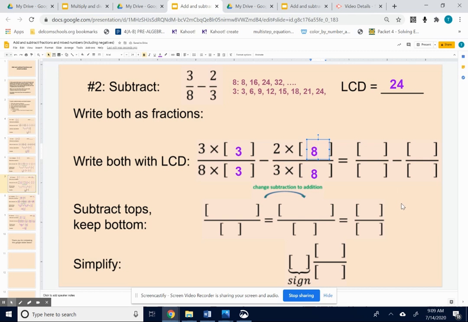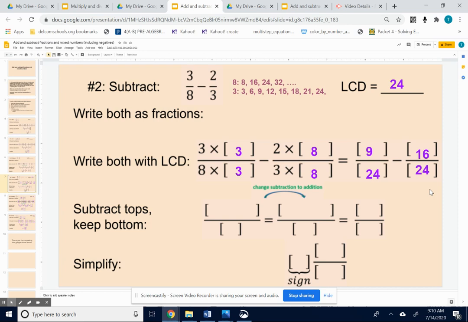So now we can actually do the multiplication. 3 times 3 over 8 times 3. 3 times 3 is 9. 8 times 3 is 24. So we get 9 over 24. Minus, I already typed that out for you. 2 times 8 over 3 times 8. 2 times 8 is 16. 3 times 8 is 24. So you should have 9 over 24 minus 16 over 24.